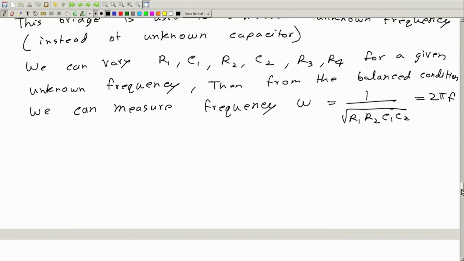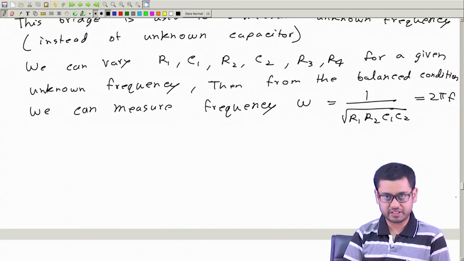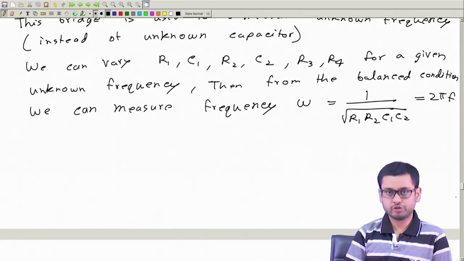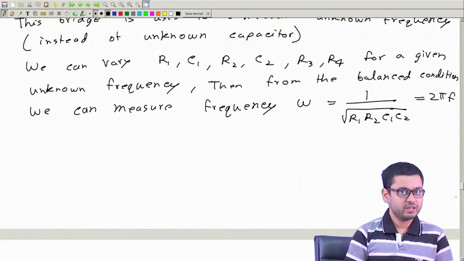So, the lessons are, there are bridges which are not simple product and ratio bridges. There are special purpose bridges like this Wien bridge, which is used for frequency measurement. Another lesson is that if the bridge is not a nice product or ratio bridge, the balance equation becomes difficult to find, but we can still find it using the first principle Z1 by Z2 equal to Z3 by Z4, and so on, like that.